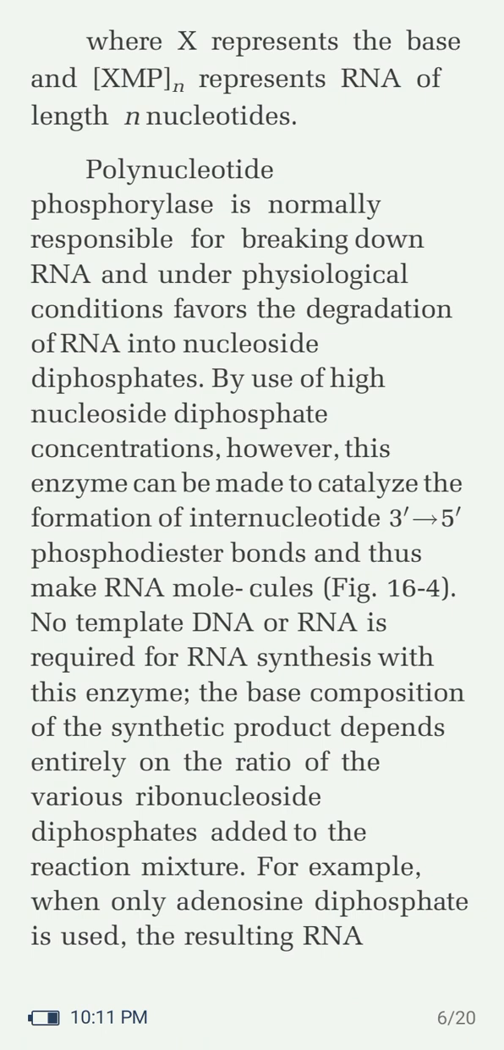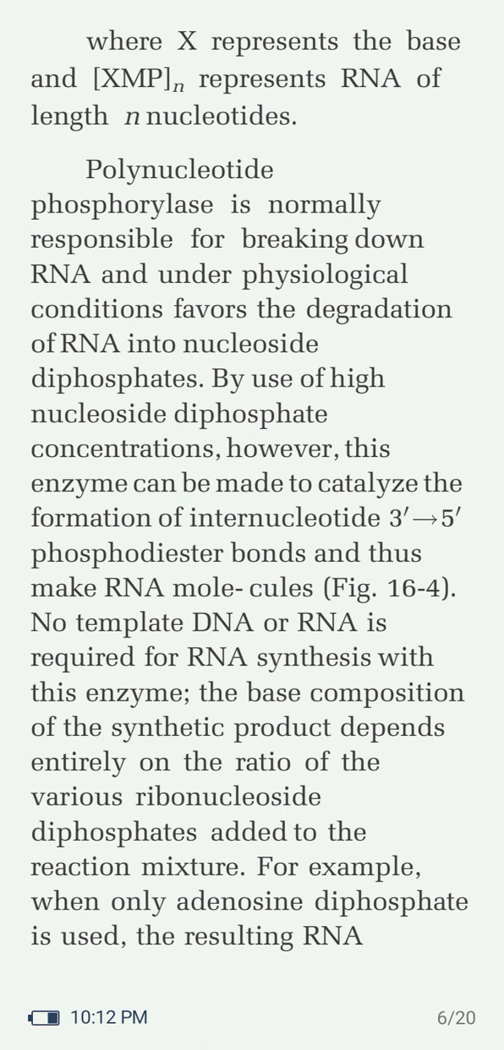Polynucleotide phosphorylase is normally responsible for breaking down RNA and under physiological conditions favors the degradation of RNA into nucleoside diphosphates. By use of high nucleoside diphosphate concentration, however, this enzyme can be made to catalyze the formation of internucleotide 3' 5' phosphodiester bonds and thus make RNA molecules. No template RNA or DNA is required for RNA synthesis with this enzyme.